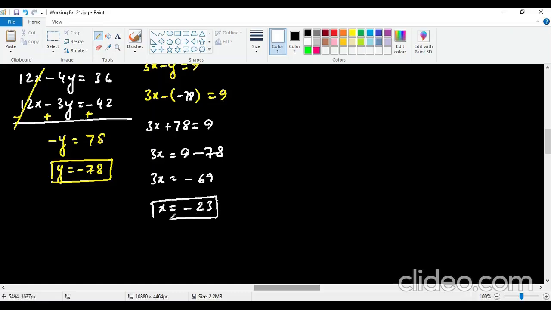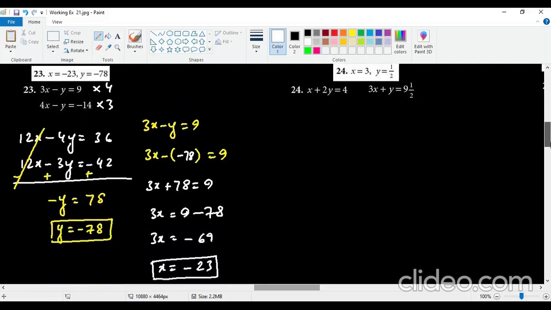The value of x is going to be negative 23, and the value of y is negative 78. Both are correct.